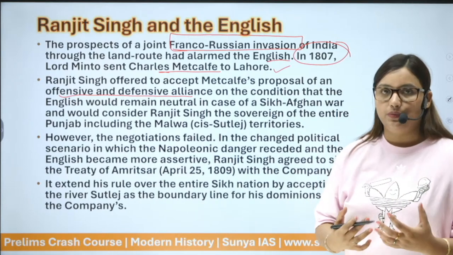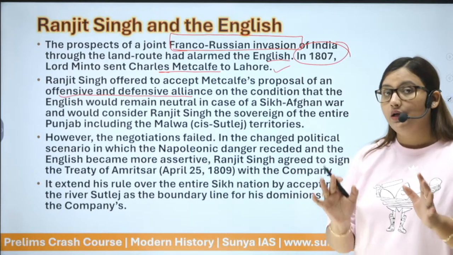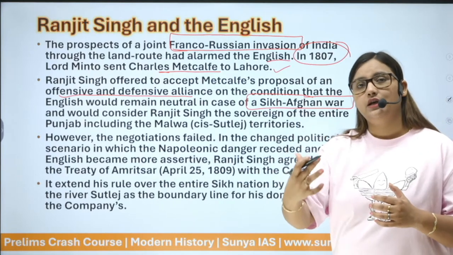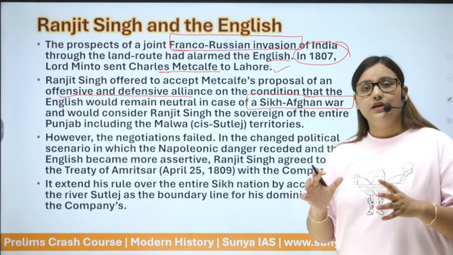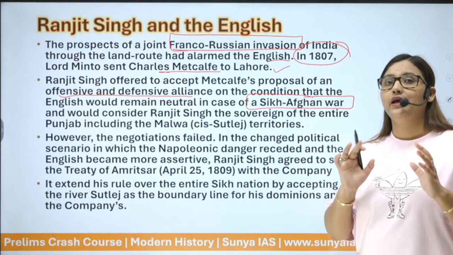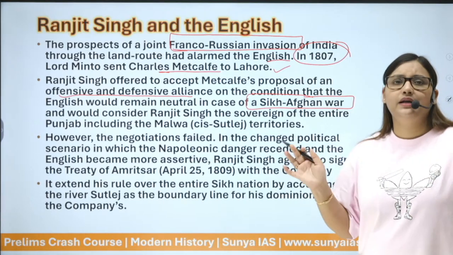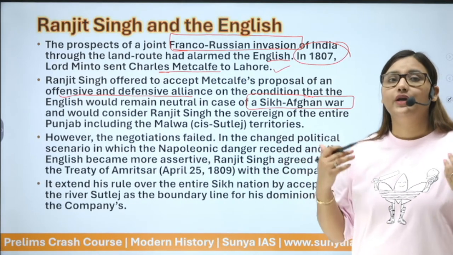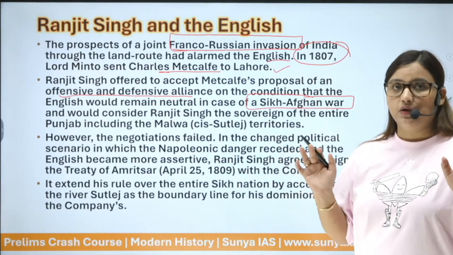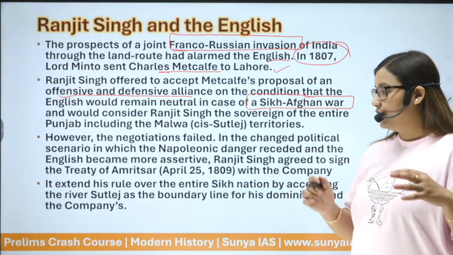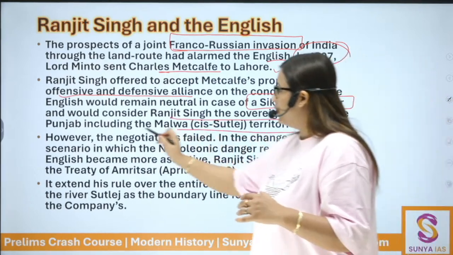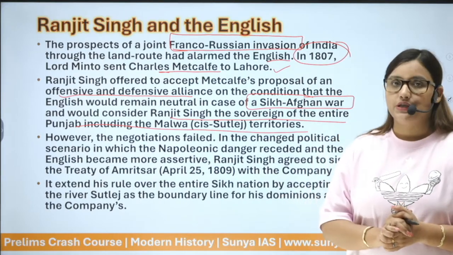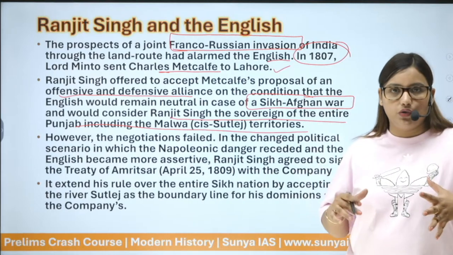The condition was that the English would remain neutral in case of a Sikh-Afghan war. It means in case Ranjit Singh goes into the area of Afghanistan, the English East India Company won't come in between. They will not help the Afghans, and Ranjit Singh can expand the empire. And the EIC will consider Ranjit Singh the sovereign ruler of the entire Punjab, including Malwa. Malwa means the areas around the Satluj River. So a big area could be under the control of Ranjit Singh undisputedly, and the EIC will recognize it. However, these negotiations failed. Ranjit Singh was like, no, I don't want to have a friendship right now.